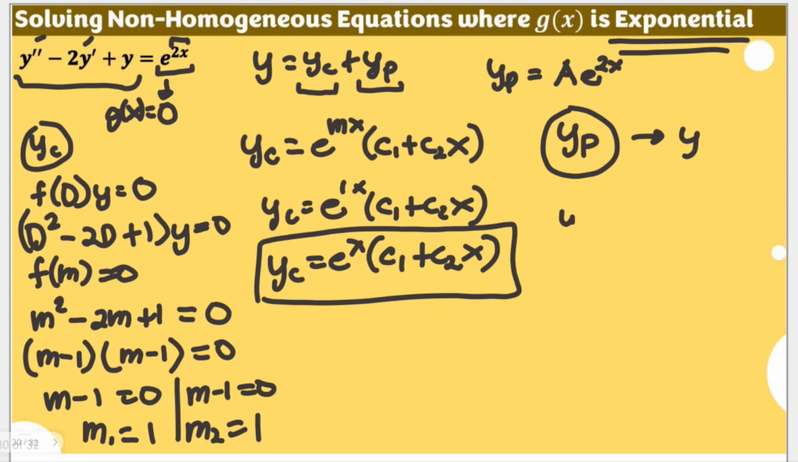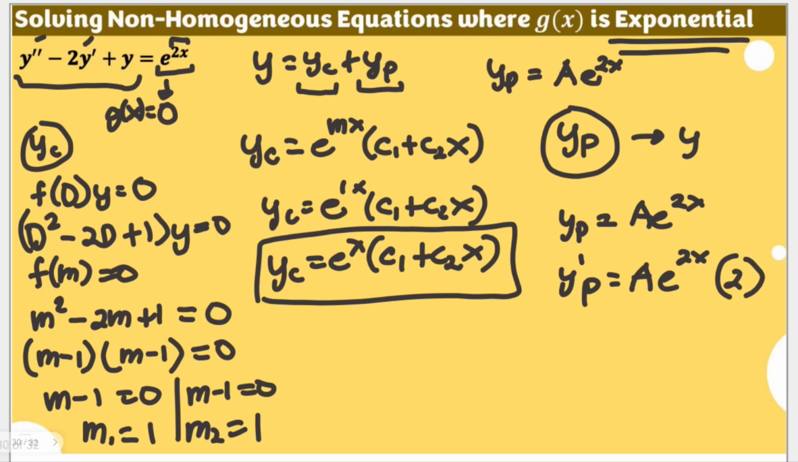And since our y sub p is in the form of a e to the power of 2x, its first derivative is still a times e to the power of 2x using the chain rule, then the derivative of our exponent, which is just 2. Hence, the first order derivative is 2a e to the power of 2x.